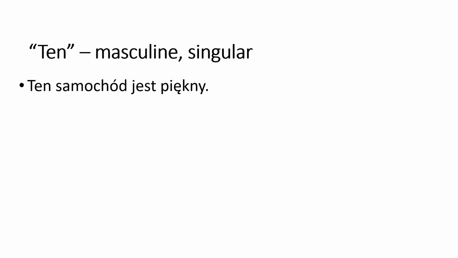Ten samochód jest piękny. This car is beautiful. Piękny means pretty, beautiful. Samochód is mianownik, it's nominative, sorry. And as we said, nominative is the basic form. It's not changed to samochodu, samochodem, samochodzie. The cases we'll talk about later, but now we're talking about the mianownik, the nominative case, where the word is not changed at all.